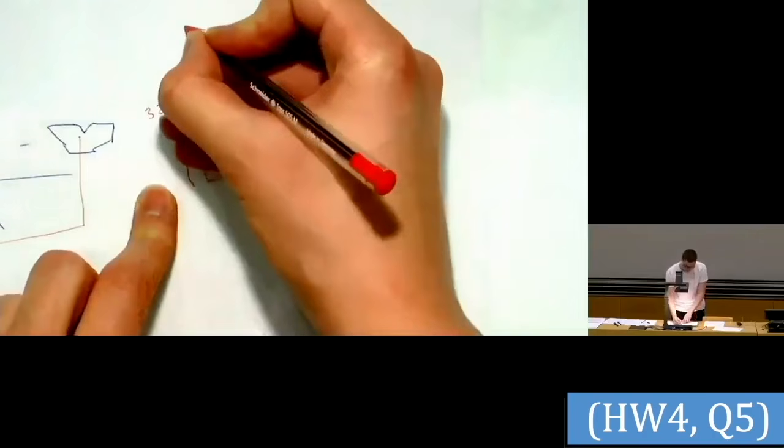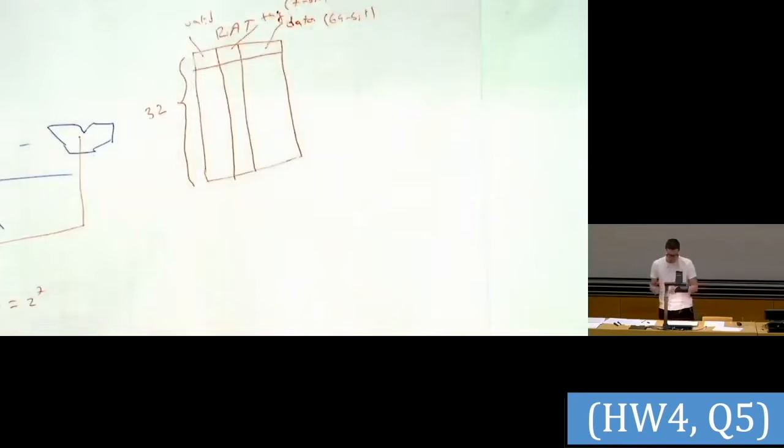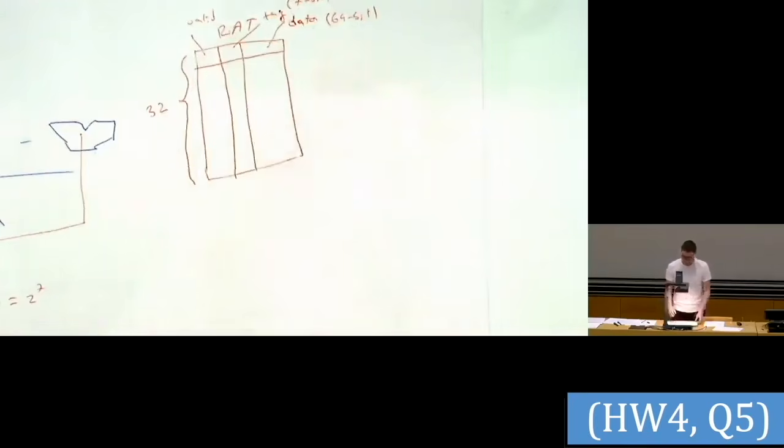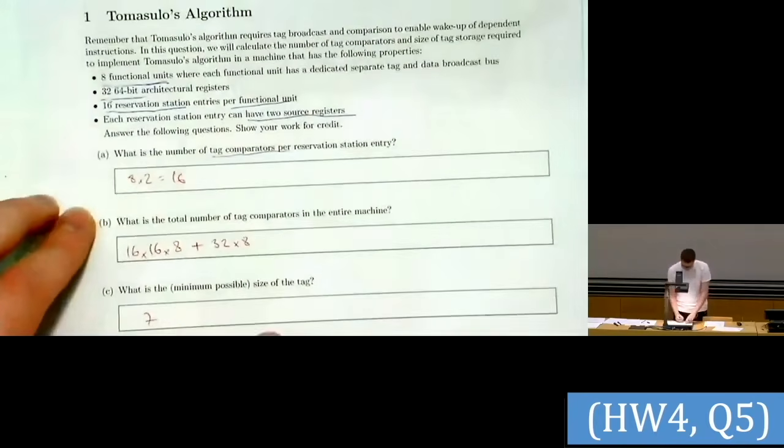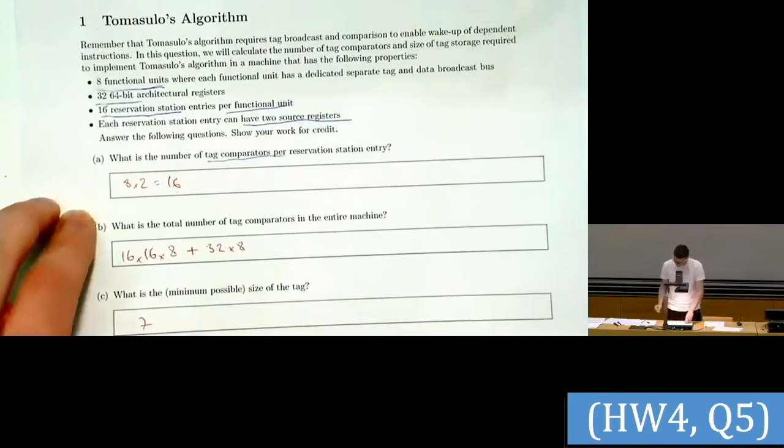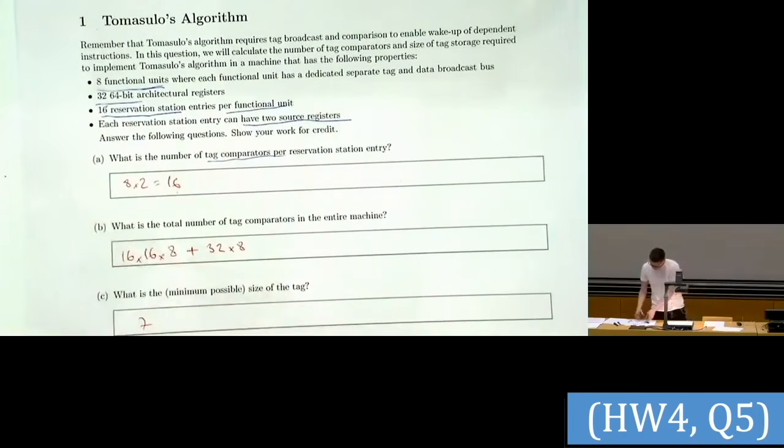And then we should have at least some valid bits, right? So for a single entry, we will have 72 bits. And we have 32 entries in total. So it will be 72 multiplied by 32. And let me check if I'm missing anything. Yeah, I think that's it. So this is the total storage needed for the register alias table.